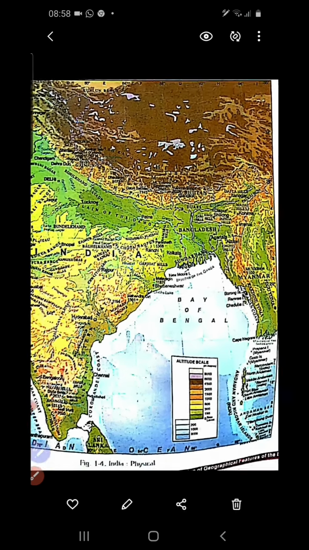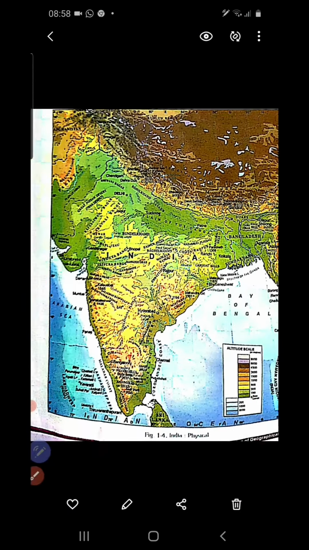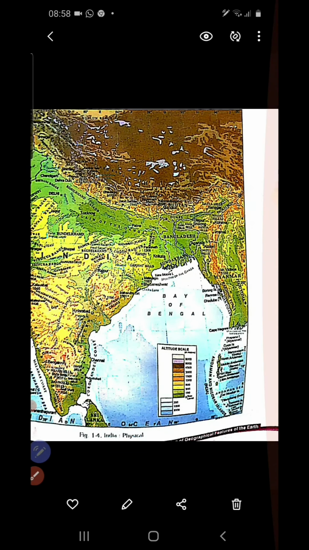Children, in daily life we use different types of maps. You can see a political map here. You know the purpose of a political map. We use the political map to know the boundaries of the states and districts, and the cities and their locations. Now the physical map: you see important features like mountains, rivers, plains, plateaus. All these physical features can be seen from the physical map.